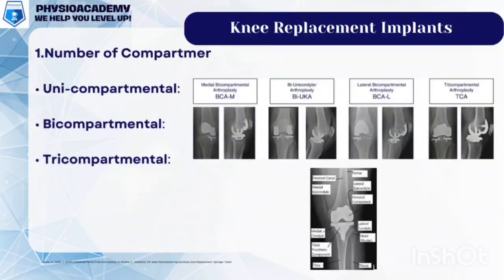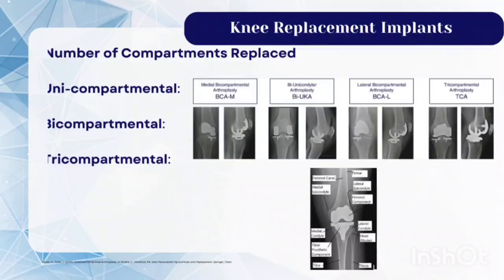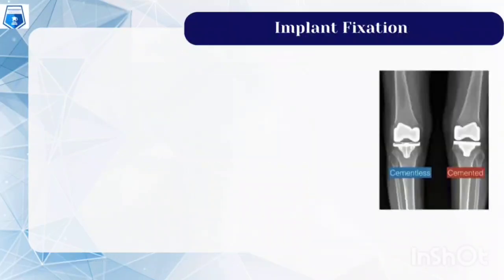As you can see in the given X-rays, they are named according to medial unicompartmental or bicompartmental arthroplasty, and the figure given below explains the medial and lateral components, or the compartments of the implant, which are being replaced by the arthroplasty components. So, accordingly, you can identify and classify them as unicompartmental, bi, or tricompartmental knee replacement implants.